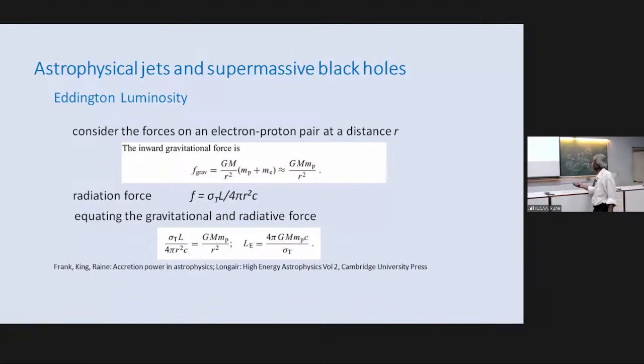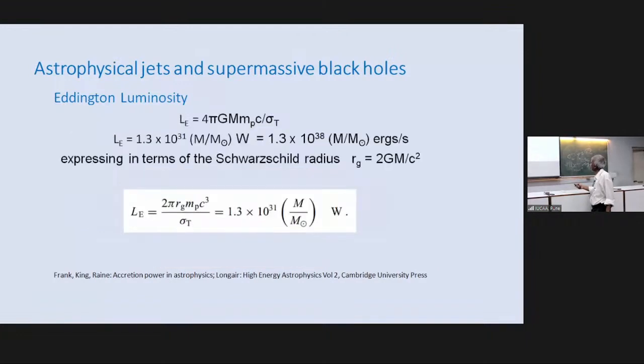Now, if you actually put in all the fundamental constants over there, G, the mass of the proton, c, and the Thomson scattering cross section, you get an expression of 1.3 times 10 to the power of 31 watts per solar mass. Or in CGS units, 10 to the power of 28 ergs per second. If you look at the luminosities of X-ray binaries, which you looked at earlier, you will find that they're generally within about 10 to the power of 30 ergs per second. That is because you're usually dealing with about a solar mass kind of object, like a neutron star. Black holes could be more, but it's within an order of magnitude.